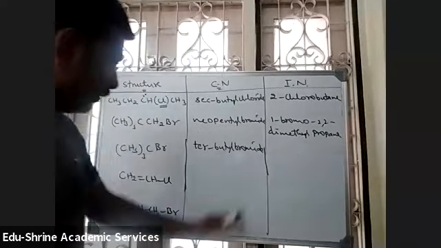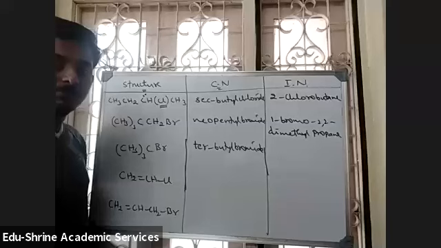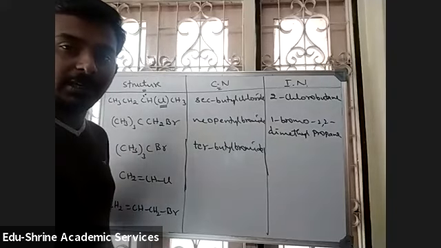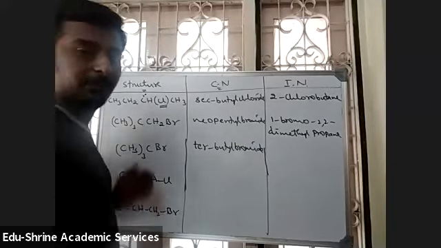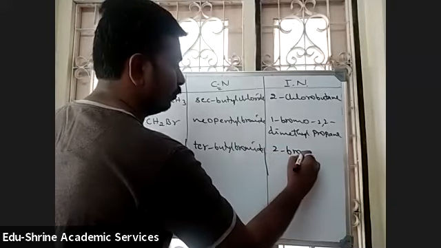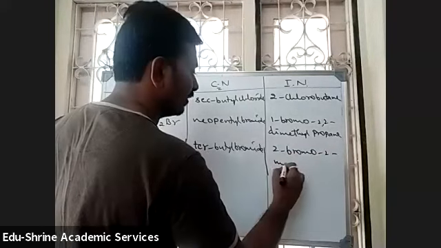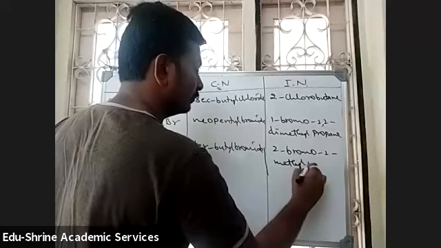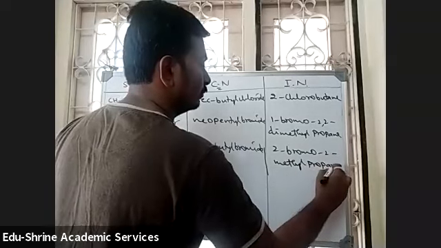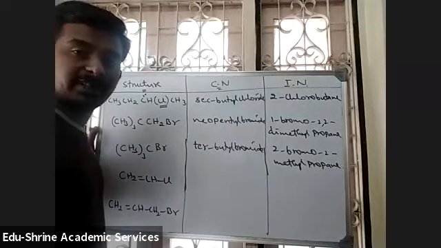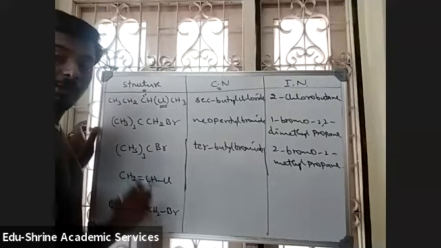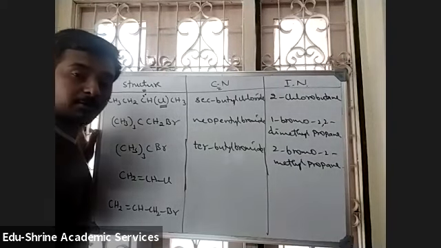Now, what is the IUPAC name, students? Yes, 2-bromo, 2-methyl propane. It is 2-bromo, 2-methyl propane. What about this one? What will be the common name of this compound?